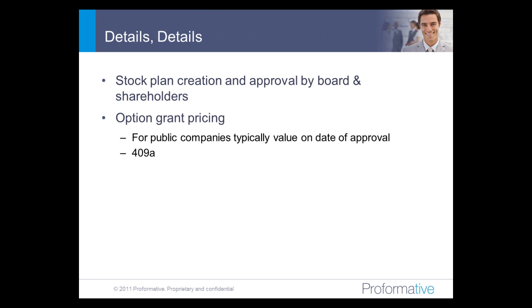Option grant pricing. For public companies, the grant price is typically the value on the date that the options were approved by the board, so that there's no monkey business around people trying to manage grant prices. For privately held companies, there's this valuation exercise called a 409A that you need to get done, and talk to your counsel or your accounting firm about that. Only a board can approve option grants. Well, the plan is actually typically approved by shareholders and the board, but grants only by a board. And make sure you have that documentation or you will get in trouble.